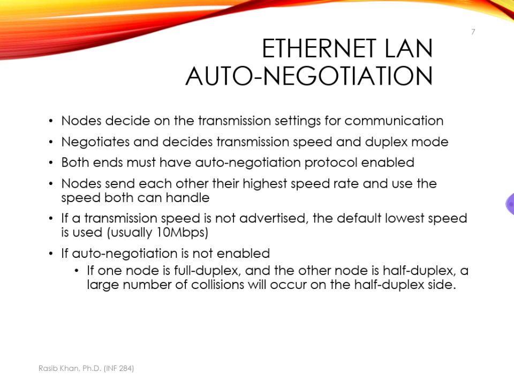So if auto negotiation is not enabled, and if one of the nodes is full duplex and the other node is half duplex, they will not know when to send and when to stop, because one of them is capable of only sending and receiving at different times, while the other one can send and receive at the same time. So there will be a lot of collisions on the half duplex end, which cannot handle the transmission and the reception at the same time.